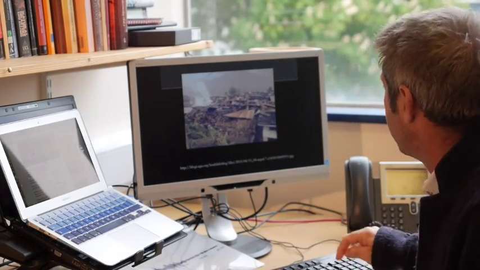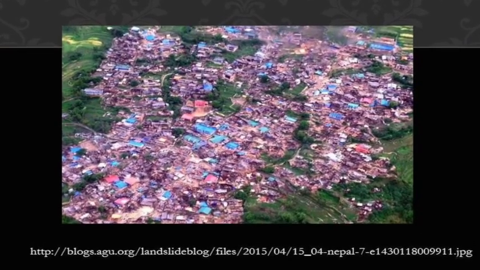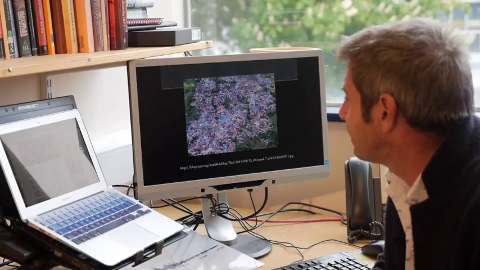The sheer scale of this you can see when you go into the air. Almost all of the buildings in that village have been destroyed, and that would have a really high casualty rate.